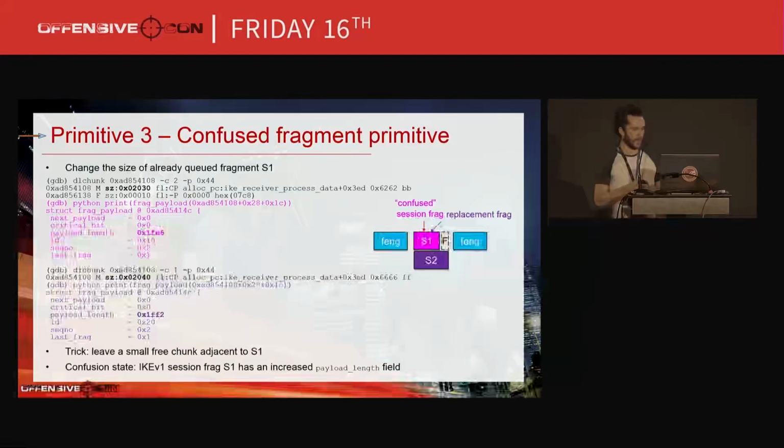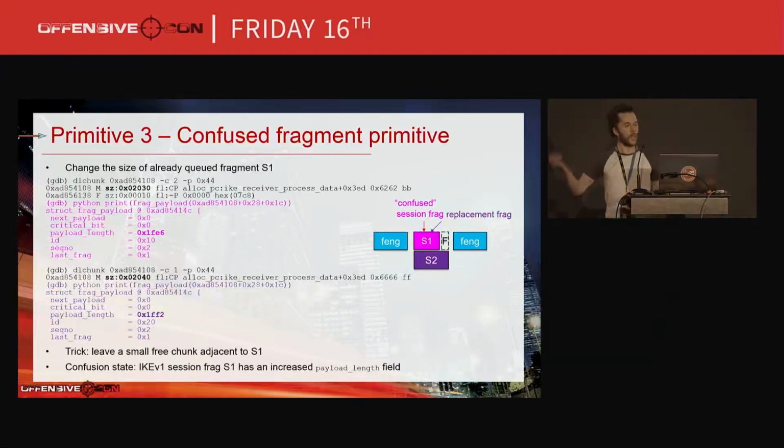I'm showing the output of DL chunk. On top you have the actual pink one, which is the initial fragment that we send before freeing it, and we can see it's allocated because it's M for malloc. Underneath we have a free chunk of 10 bytes. If we print the actual content of the chunk, we can see that the payload length of the IKEY header is 1FE6.